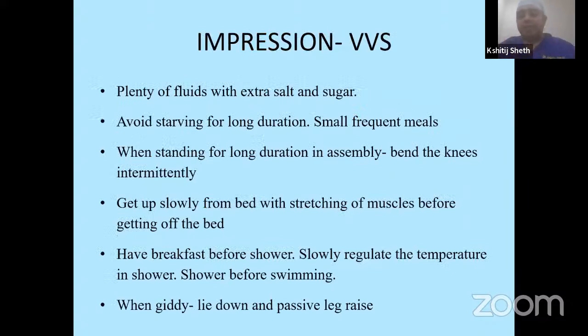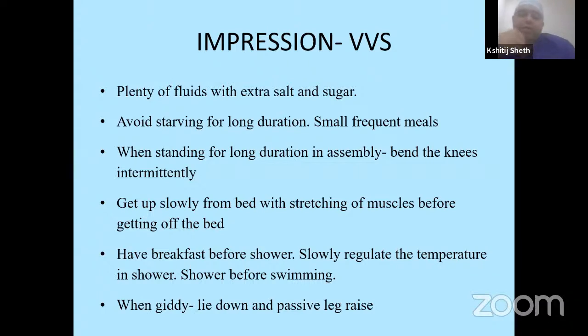So in this child, what we concluded was vasovagal syncope. Treatment is very simple. Give good hydration, plenty of fluid with extra salt and sugar. The patient should not be on an empty stomach for a long duration; have small frequent meals. When they are standing for a long time in assembly, advise them to bend their knees in between, to keep the circulation going in the leg.